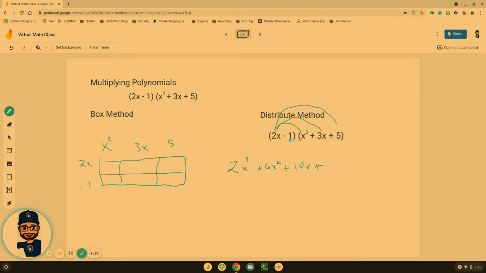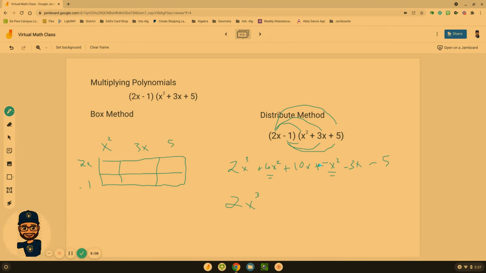Plus, now we've got negative 1 times x squared, which is negative x squared. Negative 1 times 3x is negative 3x. Negative 1 times 5 is negative 5. So if you use the box method, those would be the 6 results in here. Now we've still got to look for like terms. There aren't any other x cubes, so that's going to just be 2x to the third.